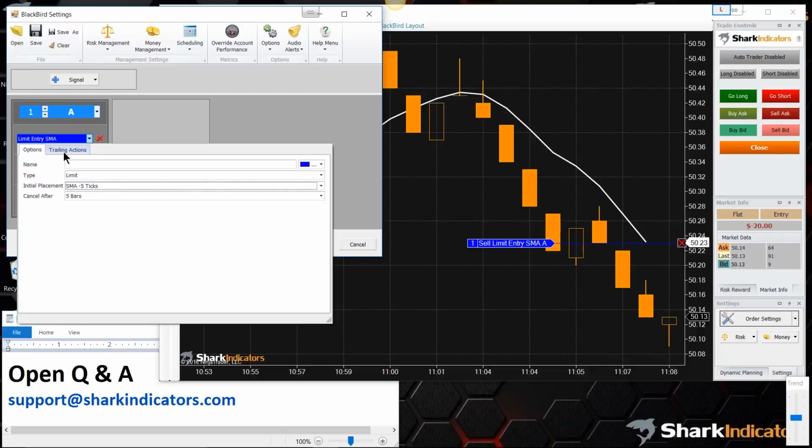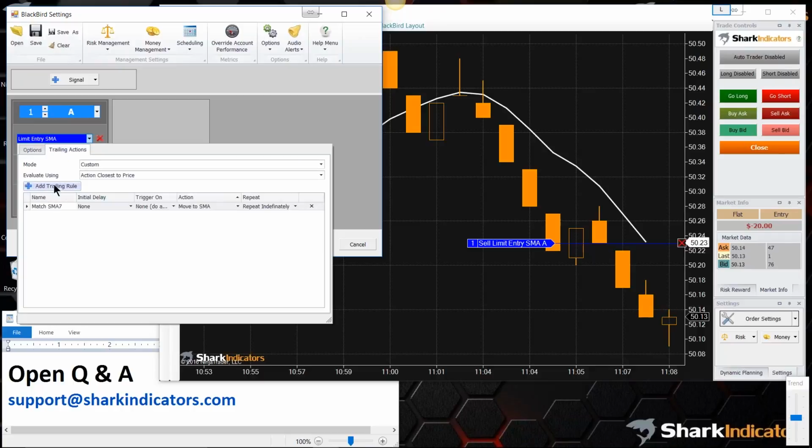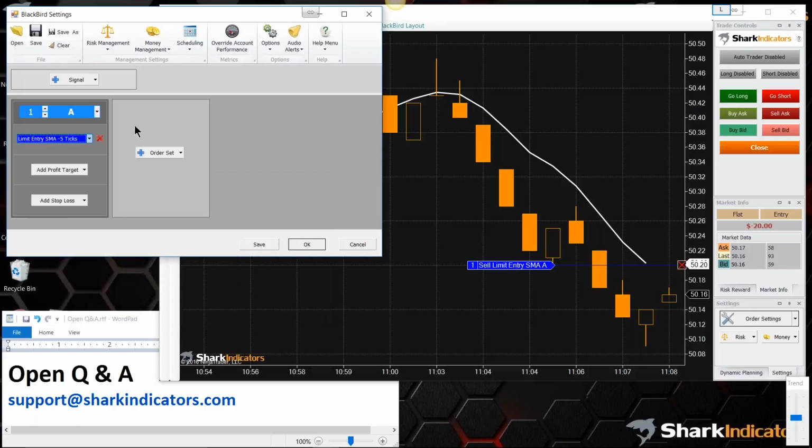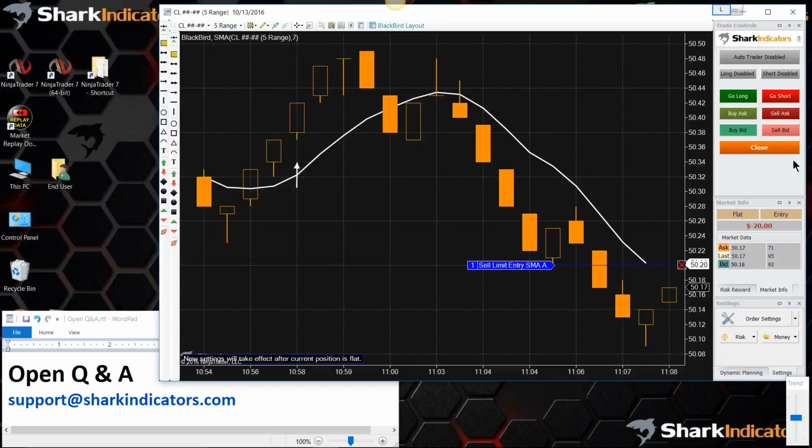And so if you want to manually adjust your order, then we probably don't need a trailing rule. So let's just turn off this trailing rule here. Just set it to no movement. We'll just turn it off. All right, click OK. All right, close that order.